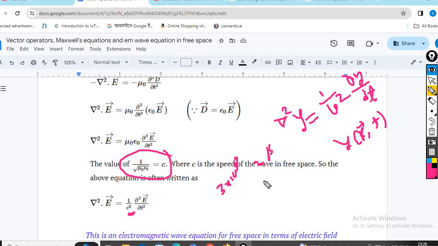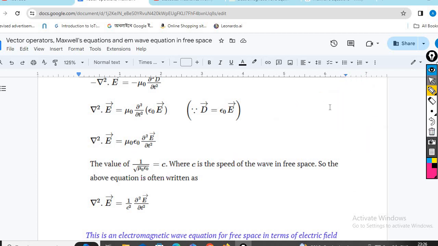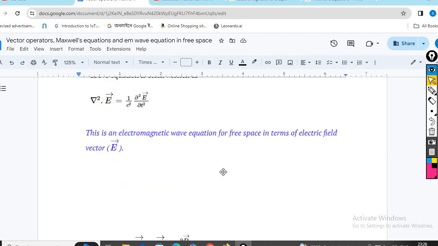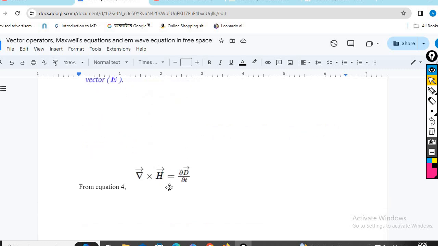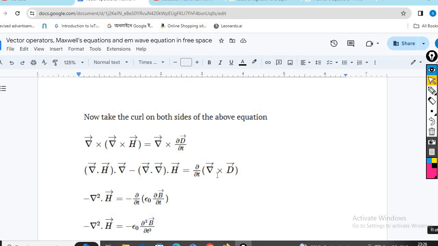So at that point he is very close to a certain conclusion. Now this is the equation for the electric field in free space, E vector. Now the same thing can be solved for the magnetic field. So now we are going to operate it for the second term. Again take the curl on both sides.